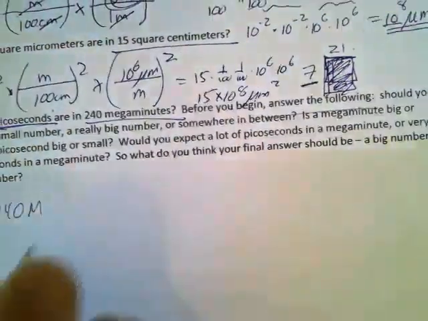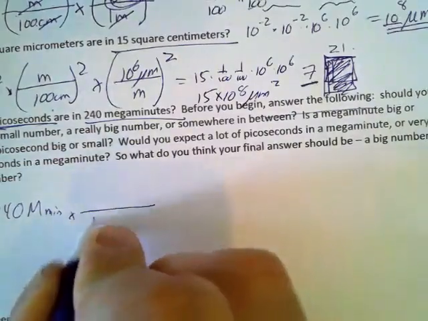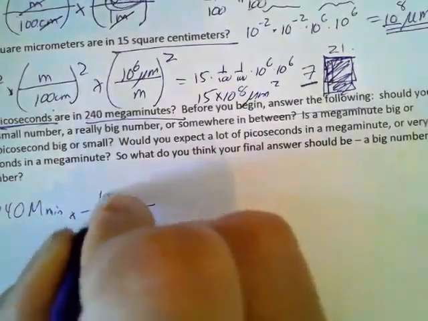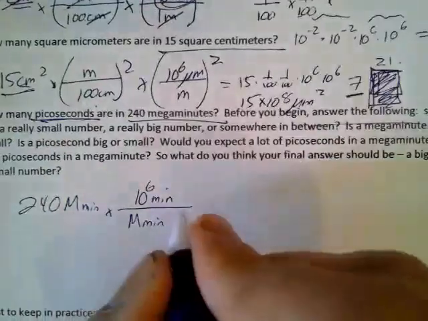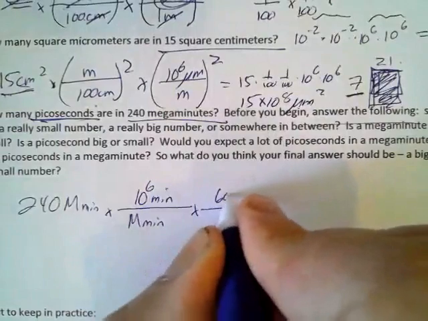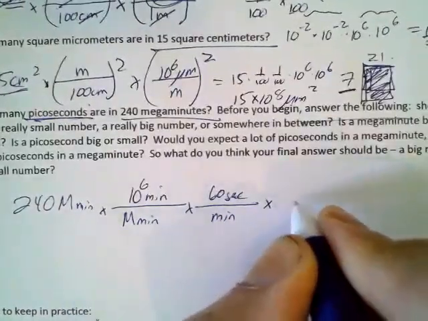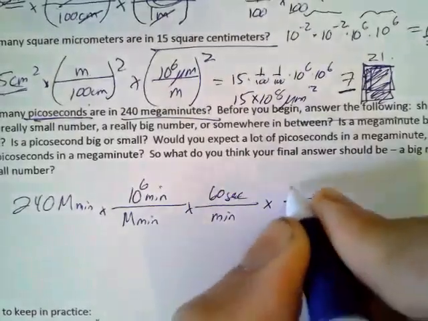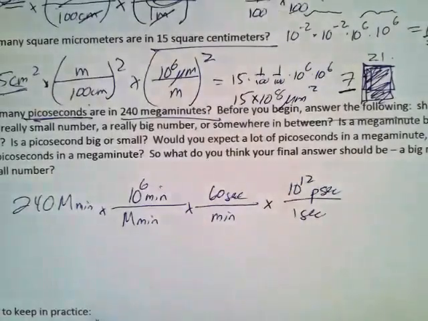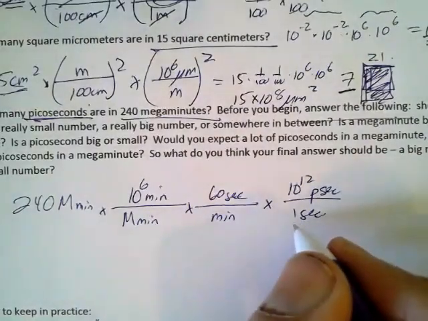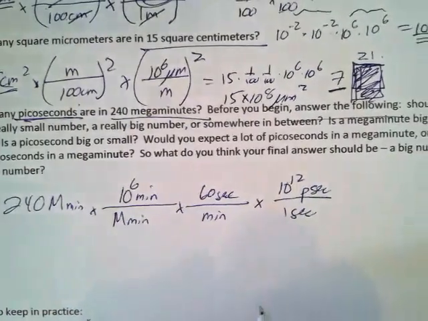So we start with 240 megaminutes. A megaminute would have 10 to the 6th regular minutes in it. We know that there are 60 seconds in a regular minute, and 1 second contains 10 to the 12th picoseconds. That's the definition of pico. Or you could have 10 to the minus 12 seconds is 1 picosecond up there if you'd like.